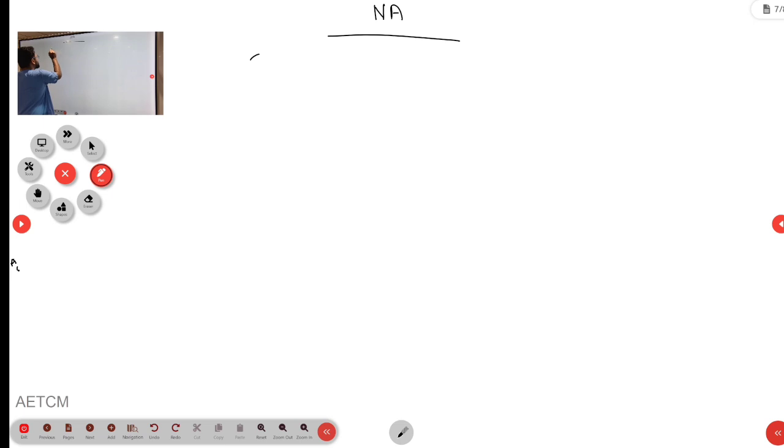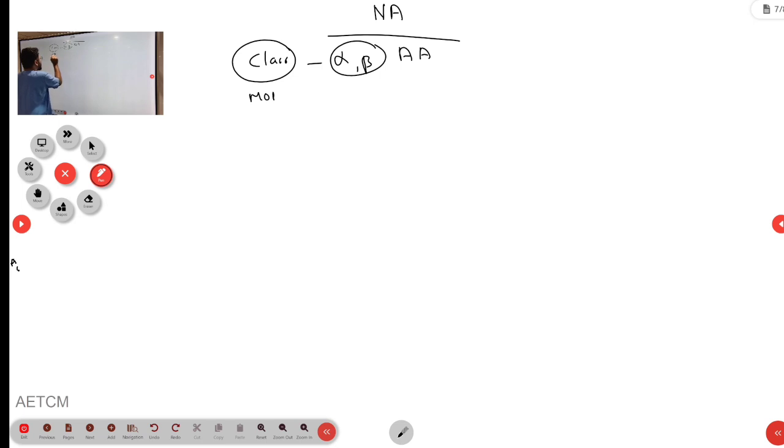So, first we come to the classification of Noradrenaline. Noradrenaline is both an alpha and beta adrenergic agonist. It is a vasopressor as well as a sympathomimetic. So, noradrenaline is an alpha and beta adrenergic agonist.